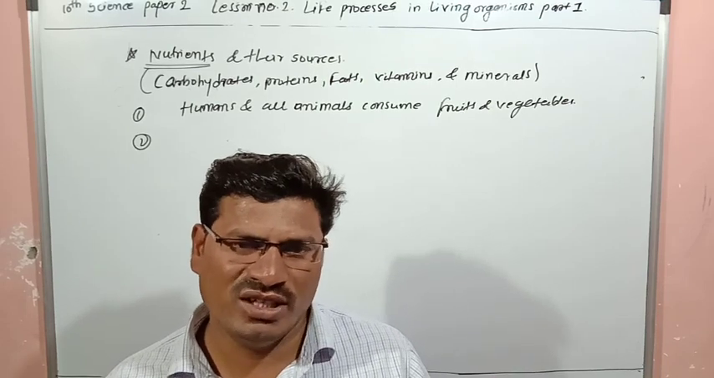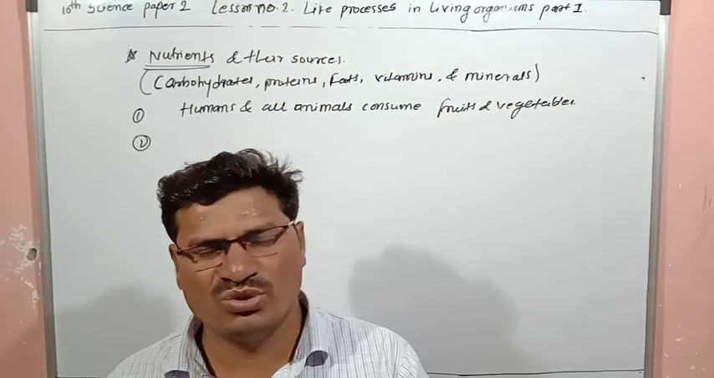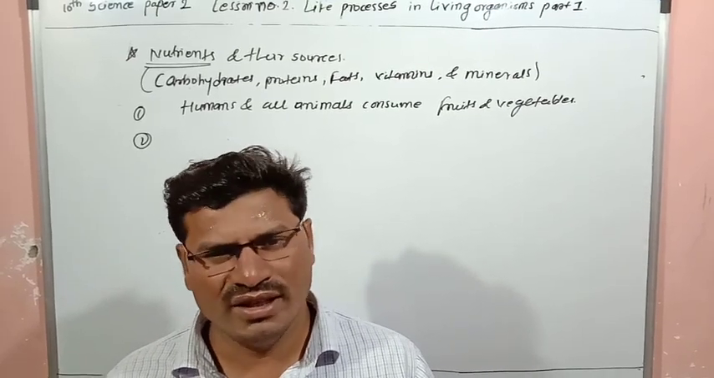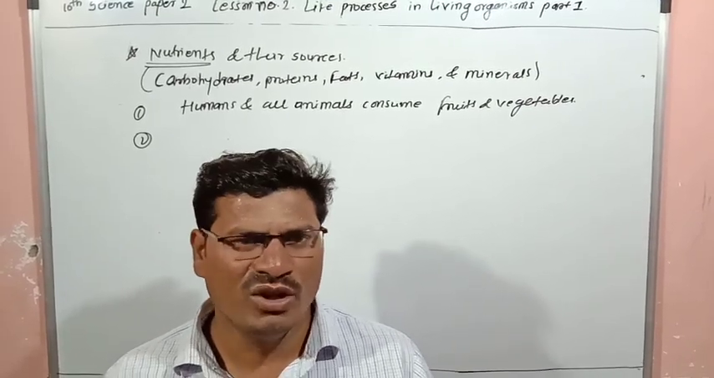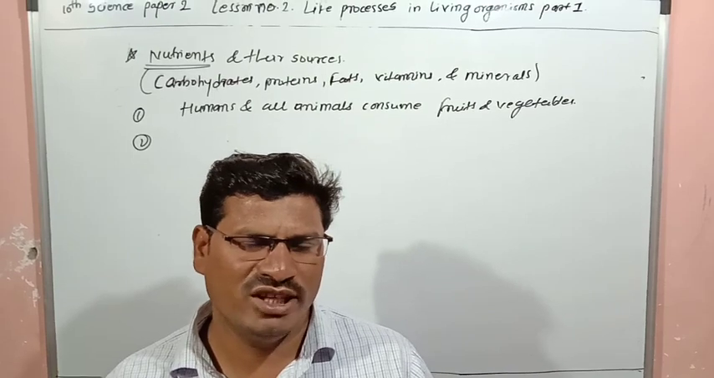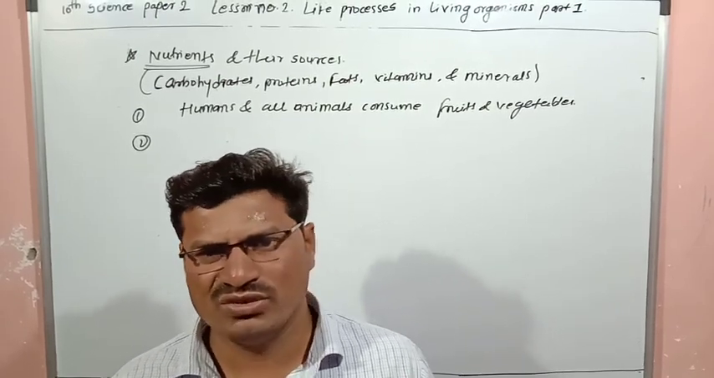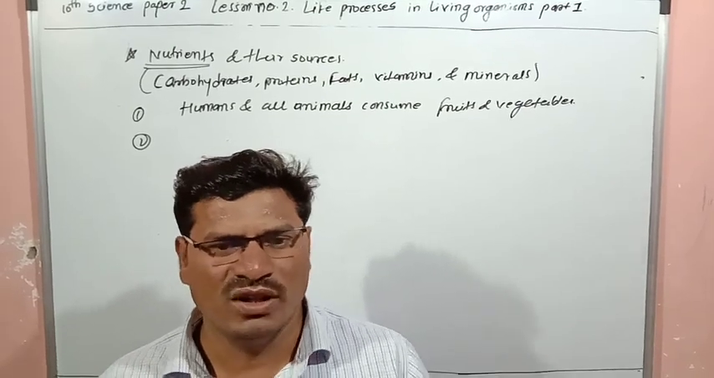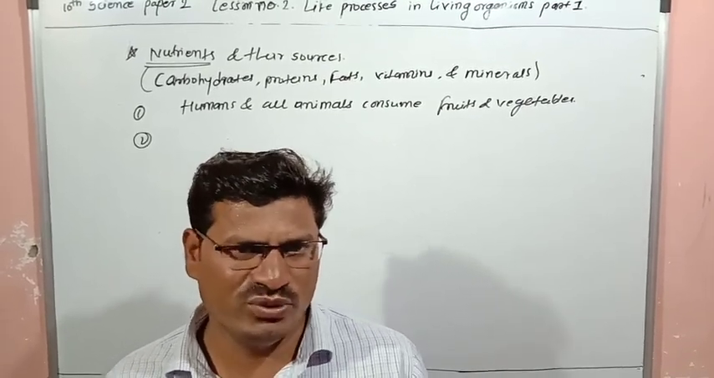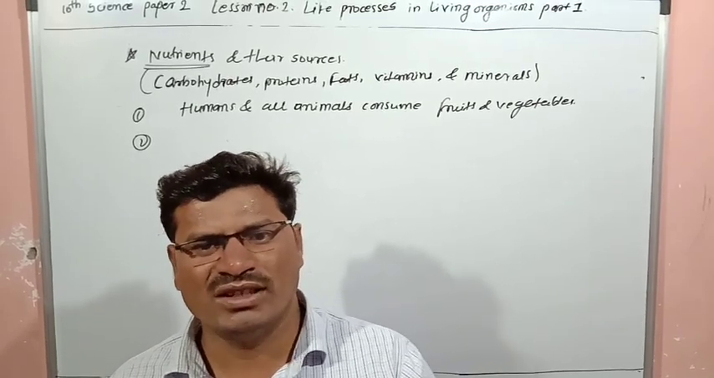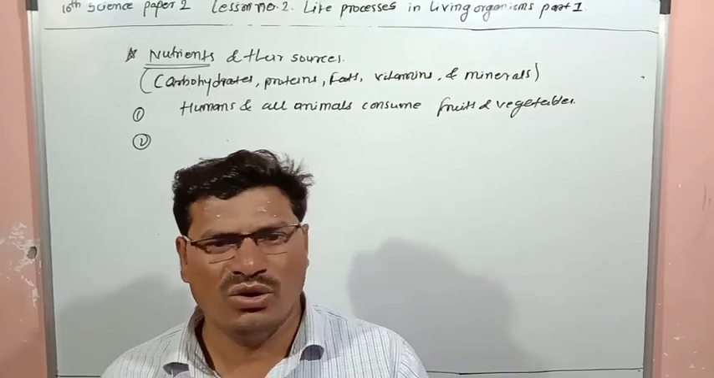Whatever food plants produce, some part they use for themselves, and the remaining part they store in the roots, fruits, grains, and stem. The excess food is stored in the leaves also, and these parts are consumed by human beings and other animals.